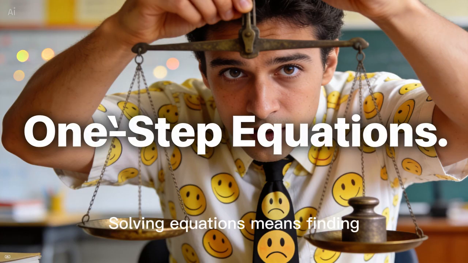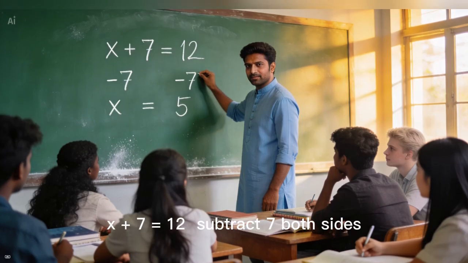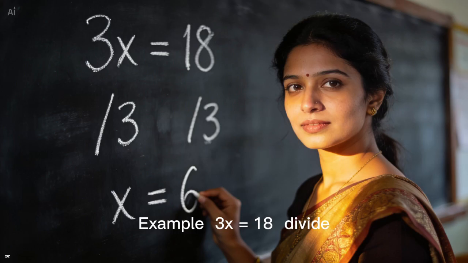One-step equations. Solving equations means finding the value of the unknown. Whatever you do to one side, do to the other. For example, x plus 7 equals 12. Subtract 7 from both sides, we get x equals 5. Example, 3x equals 18. Divide both sides by 3, x equals 6.